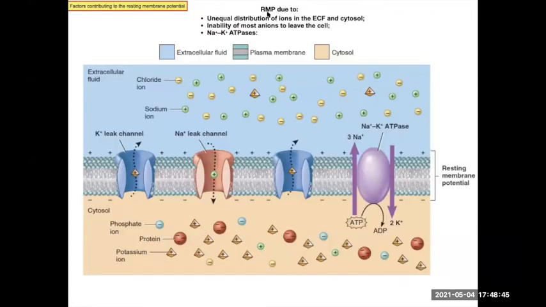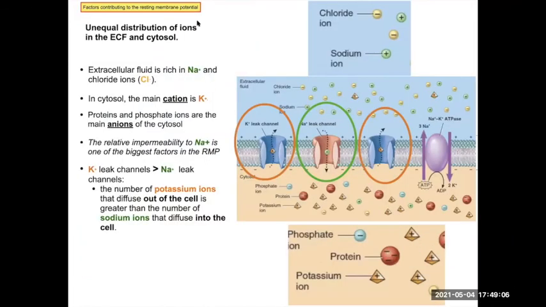So when we talk about the resting membrane potential, what are the factors that are going to contribute to it? We already said the plasma membrane itself is an insulator. That is, charged ions don't cross. So how you get this distribution is going to be due to these channels and what they let in and what they let out. So first off is the unequal distribution of ions in the extracellular fluid and then the cytosol. The extracellular fluid, the interstitium around there, is rich in salt, sodium chloride. You have a lot of sodium ions, you have a lot of chloride ions. That's what's happening on the outside.